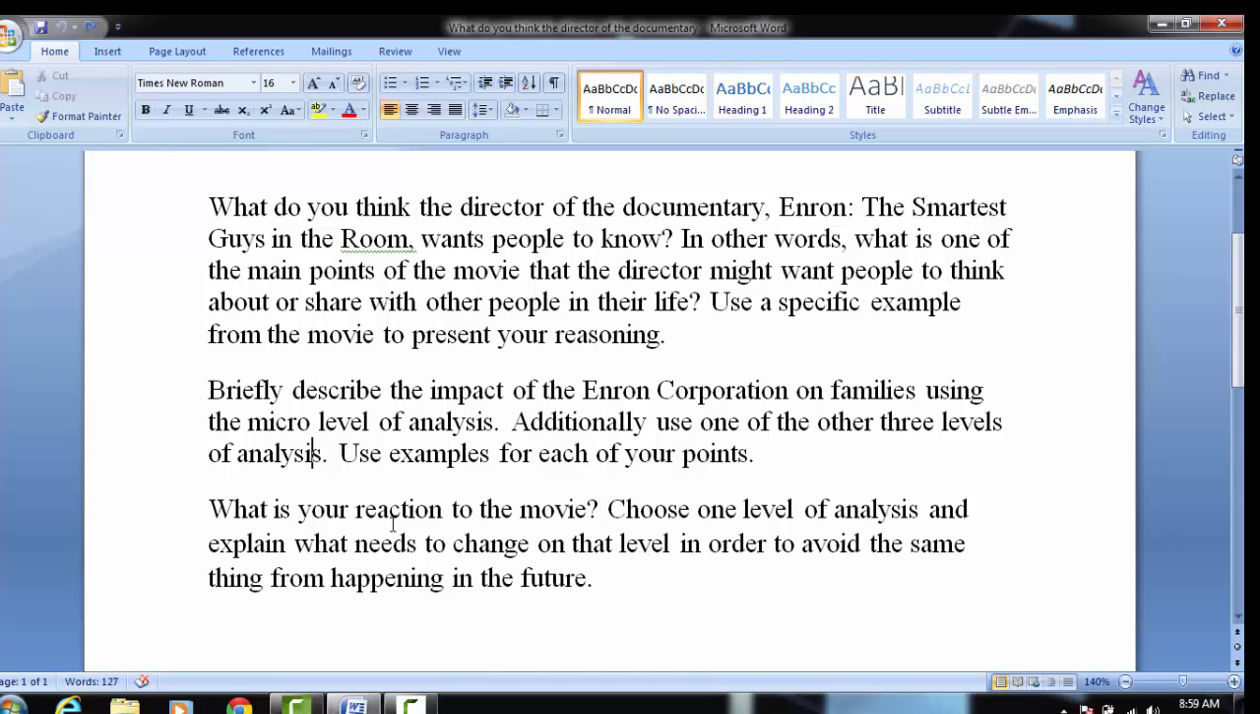They don't have to be complete sentences, they don't have to be neat, but you need to write them down somewhere. What is your reaction to the movie? Choose one level of analysis and explain what needs to change on that level in order to avoid the same thing from happening in the future.